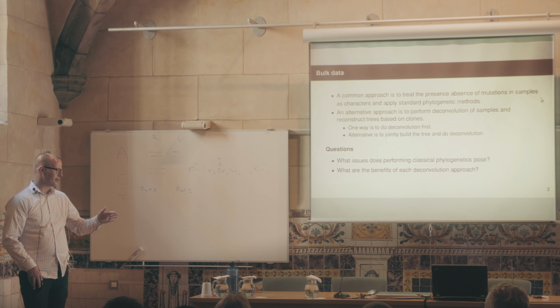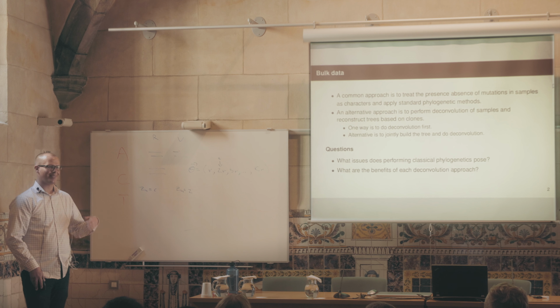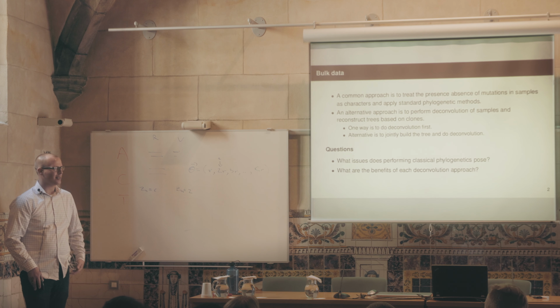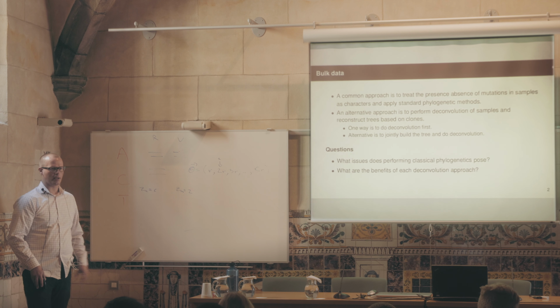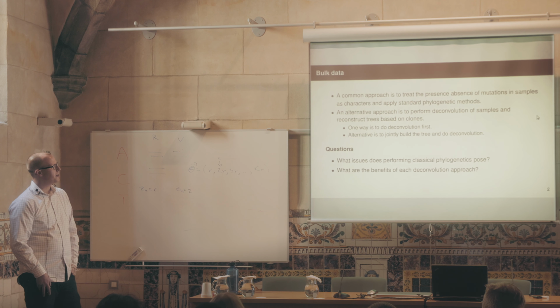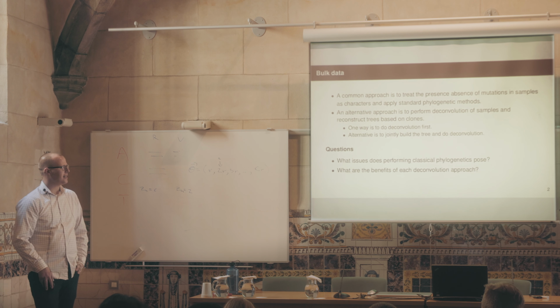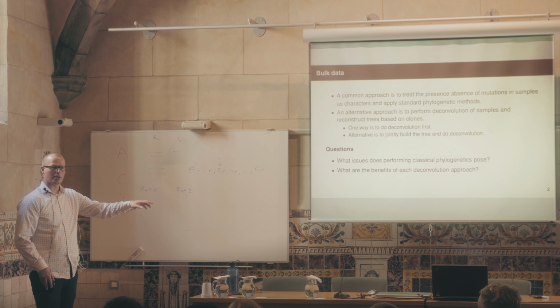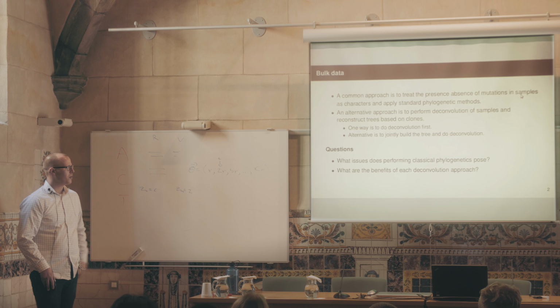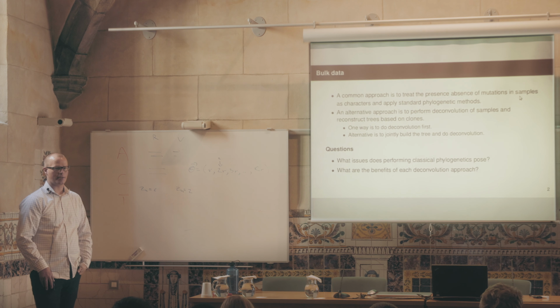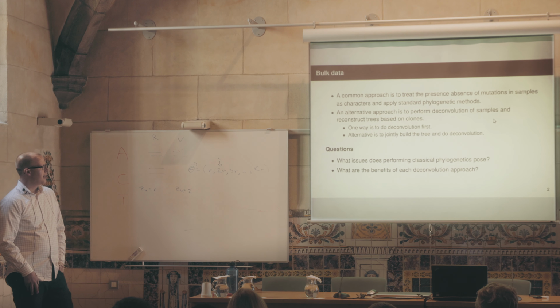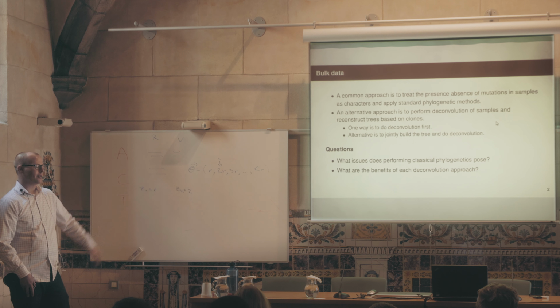Once you have the presence or absence of a mutation in a sample, this looks a lot like a standard phylogenetic problem where your species are samples and your characters are the mutations, right? And you can do all the obvious things like parsimony or Bayesian methods. So there's an alternative set of methods which try to do deconvolution, like we saw in Module 2. They try to work out the mixture structure of each sample while reconstructing the tree, right?